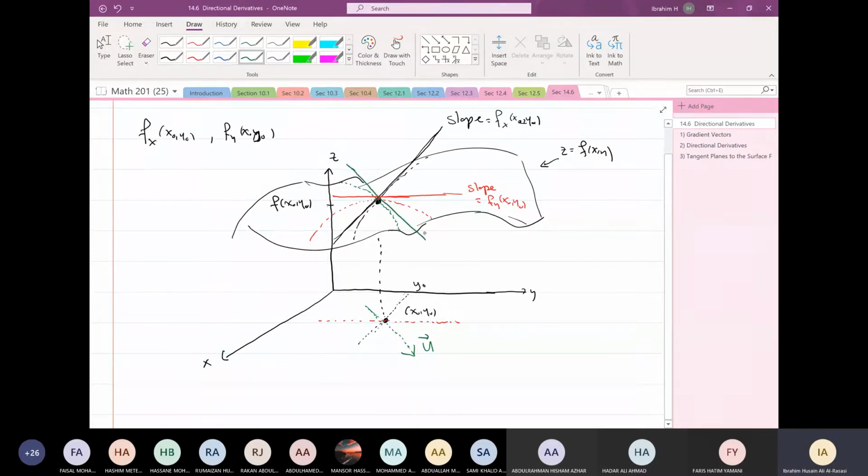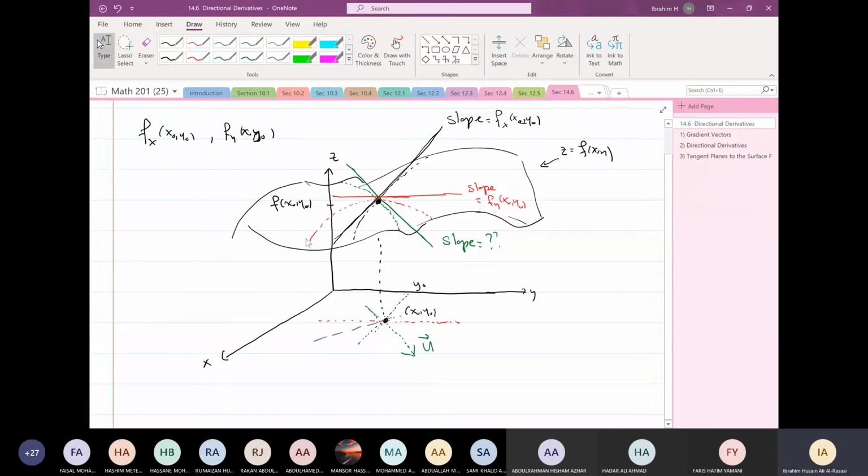Tangent line, okay. And for this tangent line, it is natural to say, what is the slope? What is the slope? It is very natural to ask, what is the slope? Not only this direction that you choose, I can choose another direction, for example, this direction here. Okay, I just move in this direction.